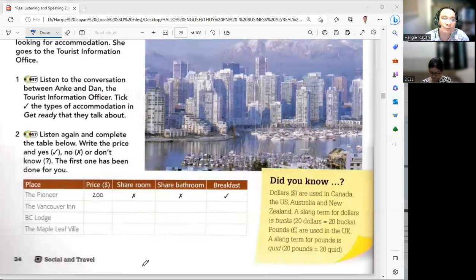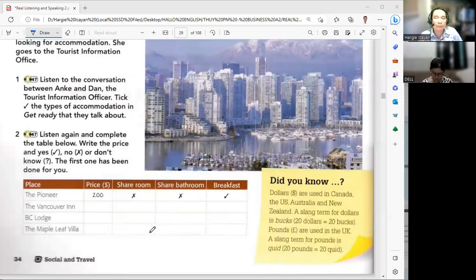How about this one? The Pioneer. It's right in the center of town. It's nice. It's comfortable. You get your own room and bathroom. So, what do you think? How much are we talking about? Well, it's about $200 a night. But that includes breakfast. Oh, it's too expensive for me. Okay. All right. So, let's have a look at something a bit cheaper here.